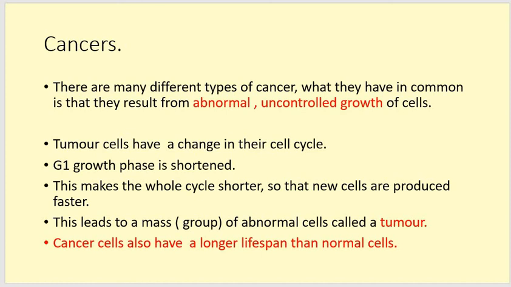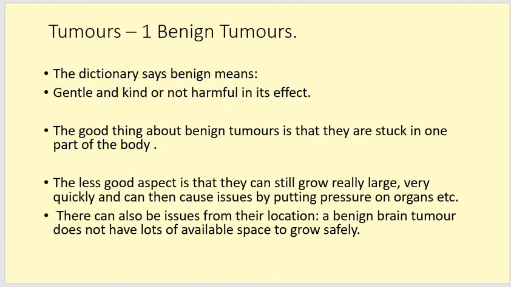But as well as these cells having a shorter cell cycle, they are actually able to have a longer lifespan than normal, so they would multiply more times than an ordinary cell would. And when you get a group of these abnormal cells together, that is called a tumour.